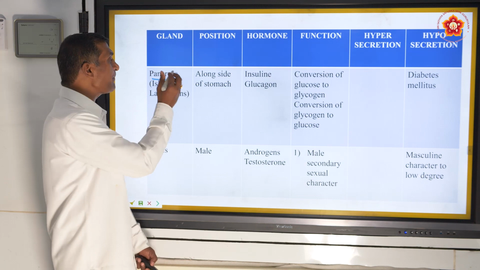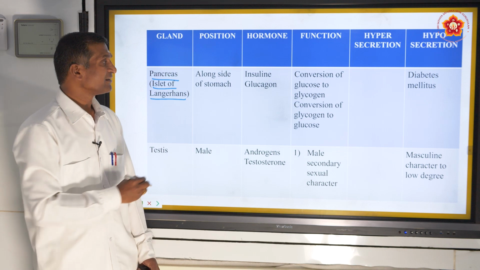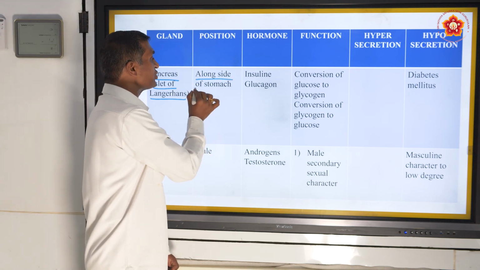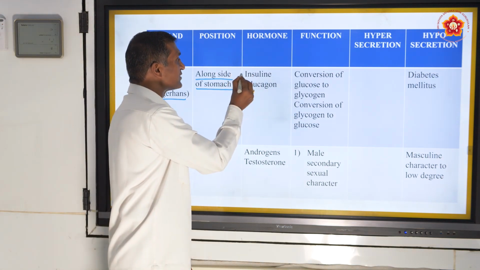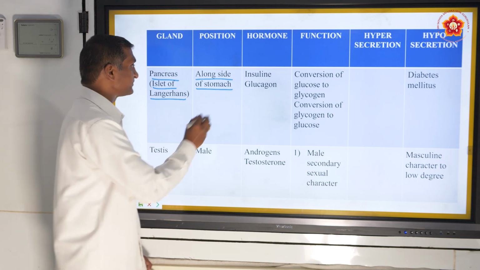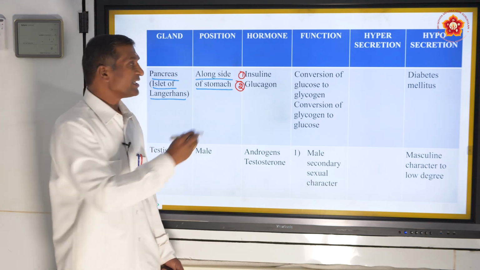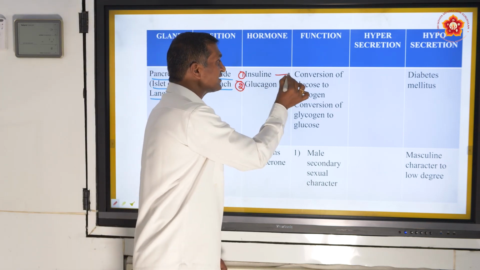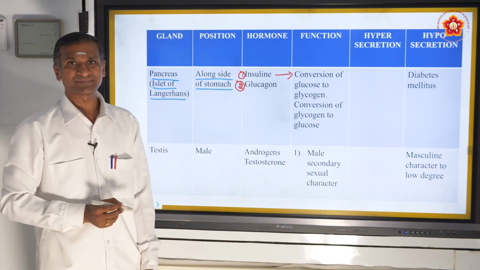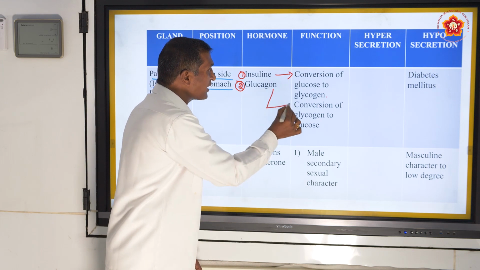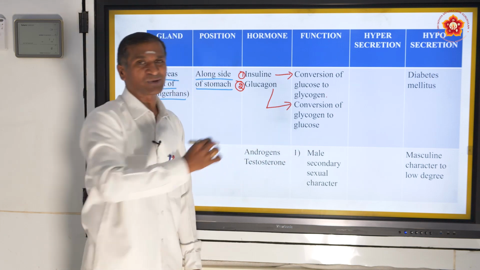Then the endocrine part of the pancreas is called islet of Langerhans, where this gland is situated beside the stomach. It produces two hormones. Number one is insulin and number two is glucagon. The function of insulin is conversion of glucose to glycogen. The function of glucagon is conversion of glycogen to glucose.